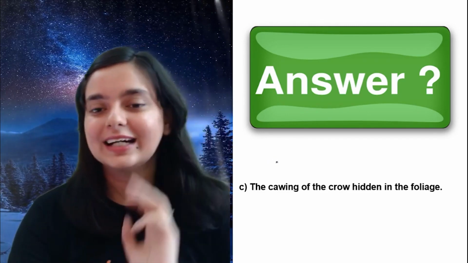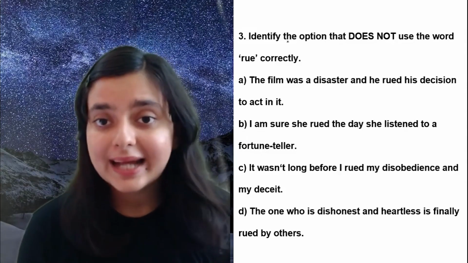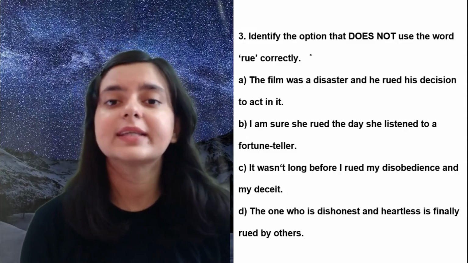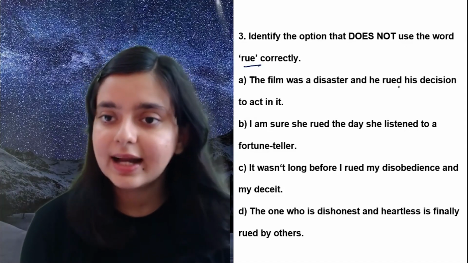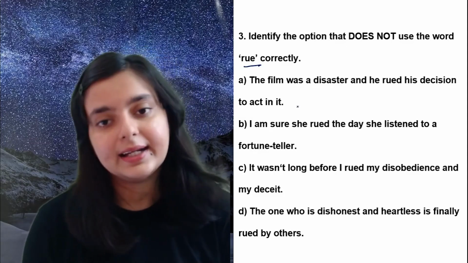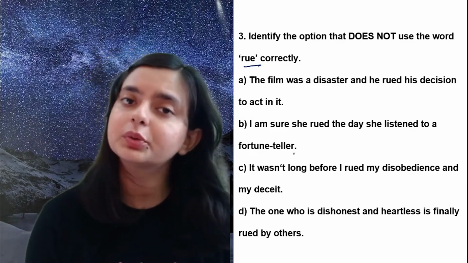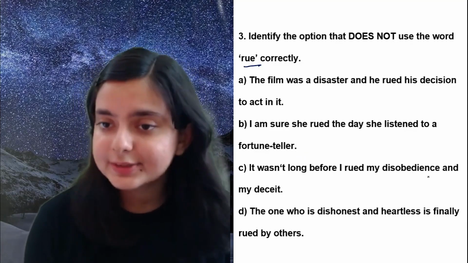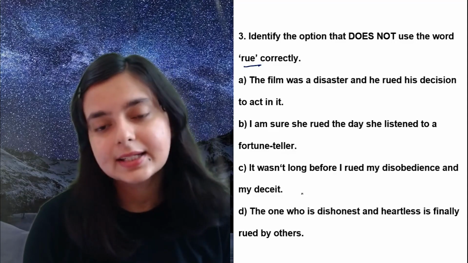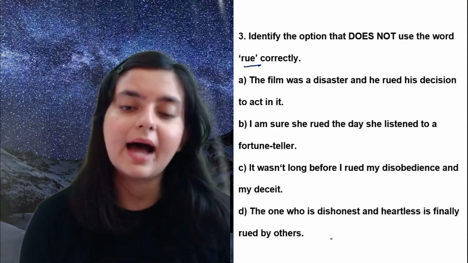Okay, let's move to the third question. Again, a multiple choice question. Identify the option that does not use the word "rue" correctly. The film was a disaster and he rued his decision to act in it. I am sure she rued the day she listened to a fortune teller. It wasn't long before I rued my disobedience and my deceit. The one who is dishonest and heartless is finally ruled by others.